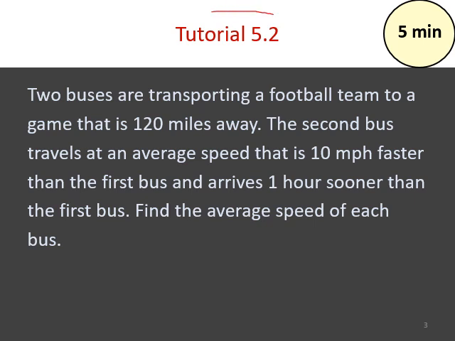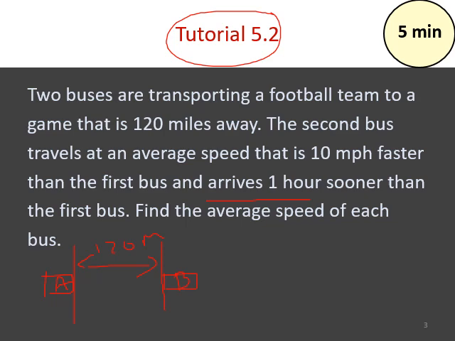Let's go to tutorial 5.2. There are 2 buses transporting a football team to a game that is 120 miles away. The second bus travels at an average of 10 miles per hour faster, and since it's faster, it arrives 1 hour sooner than the first bus. For this question, we want to turn the text into a picture, then it could help us solve it. So we have 2 buses, bus A and bus B here. The distance is 120 miles.